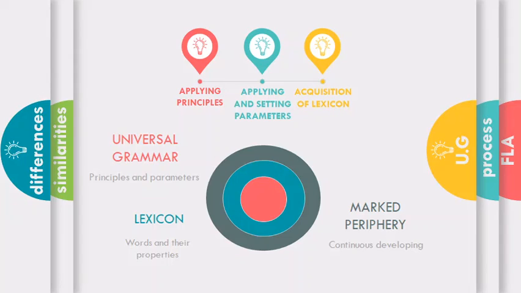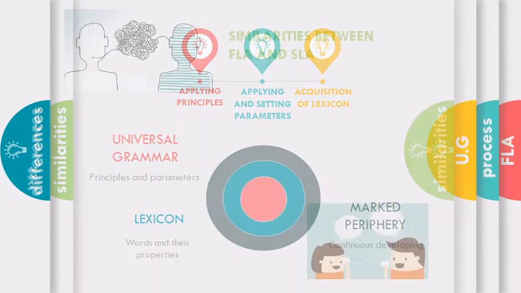The linguistic competence has different layers to it. The nucleus is universal grammar with the principles and parameters. The principles are the characteristics that all languages share, and the parameters are the characteristics that vary from one language to the other. The second layer is the lexicon, that is words and their properties. And the last layer is the marked periphery, the one that continues developing throughout our lives.